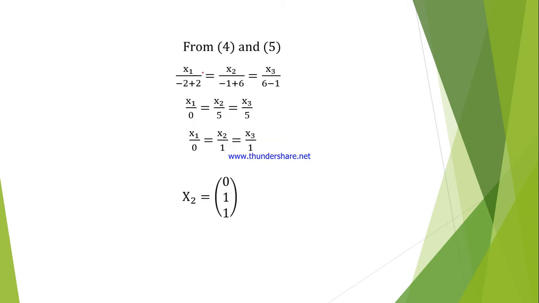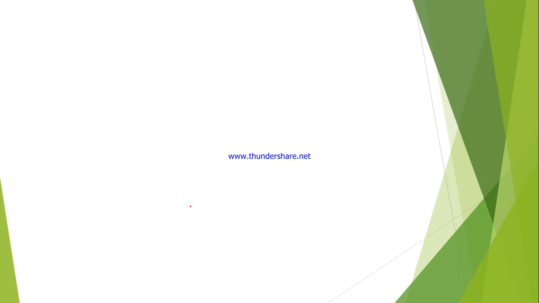Like the previous way, we have to solve by cross multiplication rule. From equation 4 and 5, we get x1 by minus 2 plus 2, x2 by minus 1 plus 6, x3 by 6 minus 1. After simplifying this, x1 by 0, x2 by 5, x3 by 5. So 5 is common, so we can divide by 5. So we get x1 by 0, x2 by 1, x3 by 1. This is the eigenvector corresponding to the eigenvalue lambda equal to minus 1.